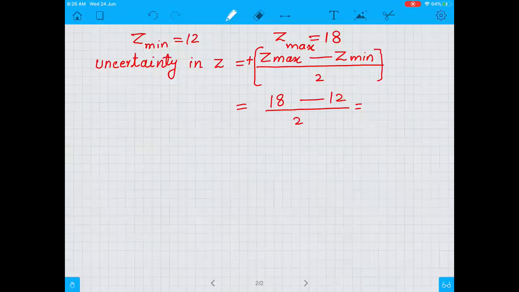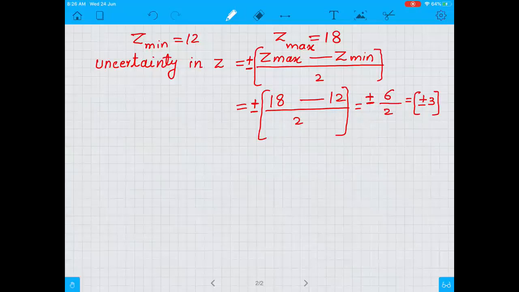And one thing, since it is random uncertainty, it will go with plus minus. It would become plus minus 6 over 2, and 6 over 2 will become 3. So plus minus 3. So this was the calculation of uncertainty in z.